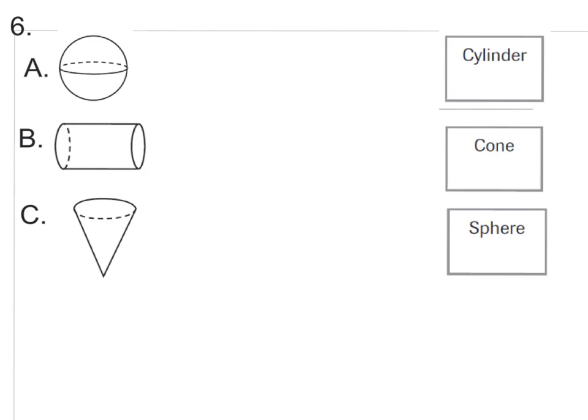For number 6, I want you to write the letters A, B, and C on your paper, and then I want you to write the name of the curved surface next to each letter that belongs there. So go ahead and press pause now.